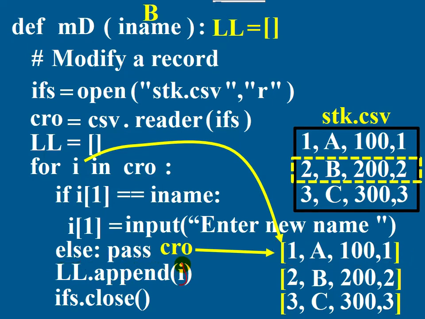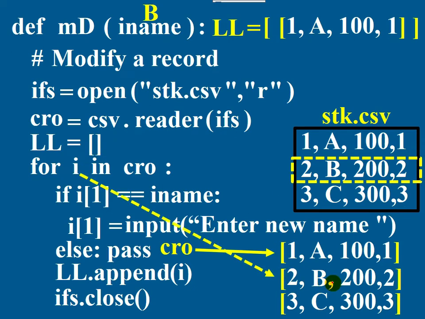Now I contains the first row that is appended to the list LL. So now list LL contains the first row. You can see the first row appears in LL. Now I contains the second element of the CSV reader object. Each and every element is a list. So now your I points to the second element.